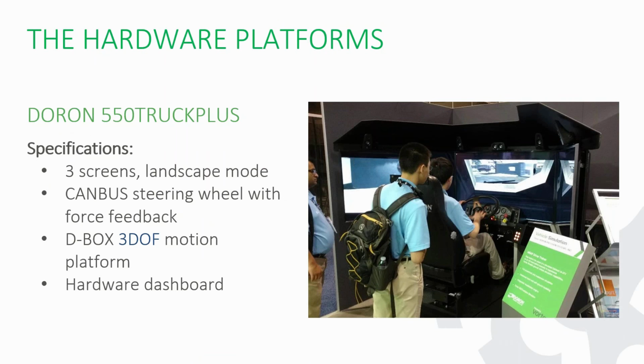The hardware platforms themselves. We were using two different platforms. The first one is a Doron 550 Truck Plus truck simulator, which was provided by Doron Precision Products, one of our partners. The specification: it's a 3-screen setup, landscape mode, with a CAN bus steering wheel with force feedback, so when you're turning you can actually feel the resistance of the wheel. The entire cabin is mounted on a D-Box actuator, so you get some vibration and some movement as well. And finally, we also have a hardware dashboard, so gauges and needles are actually moving instead of seeing the information on the touchscreen.